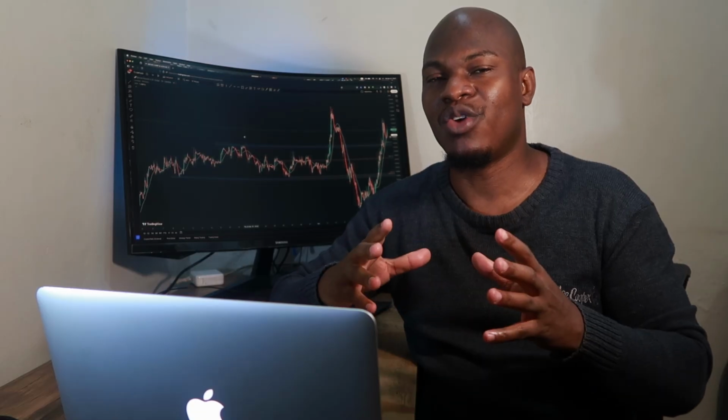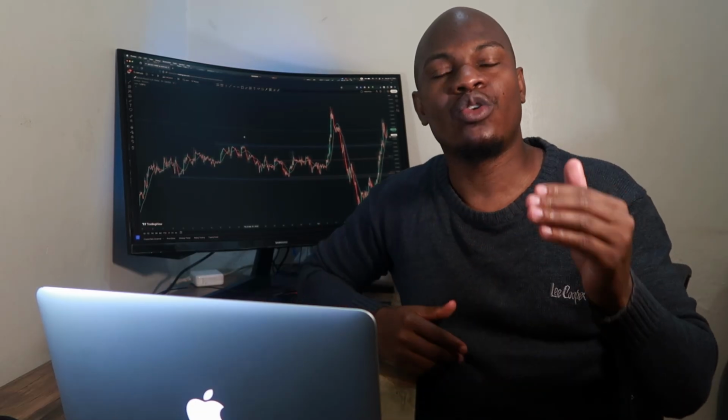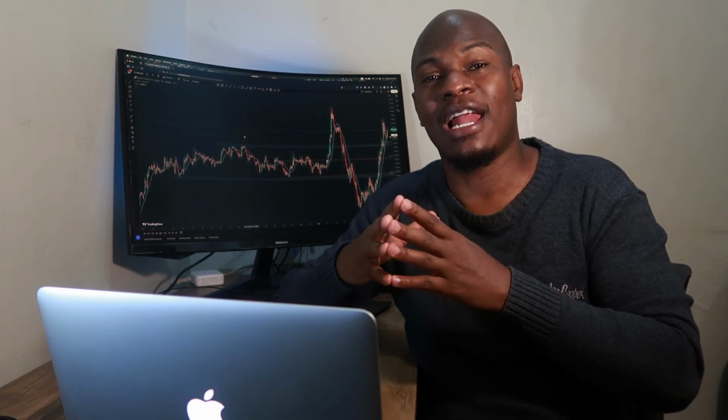So choose a moderate leverage. Now, to go on to the next step, when you're trading, there is what we call a stop loss and a take profit. A stop loss is where you set a level on your chart or on a trade where you don't allow the market to take more than that.